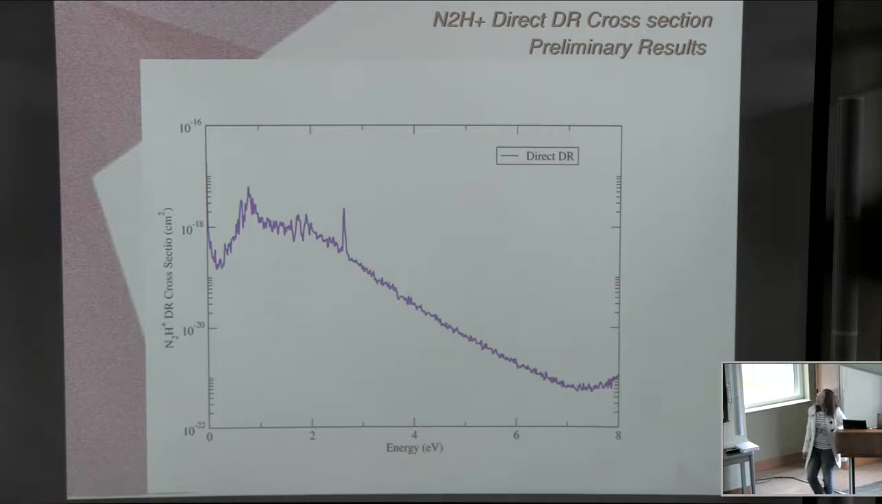This is the preliminary result for direct dissociative recombination of N2H plus. This is just a two-dimensional calculation. We are still doing the calculations to understand the effect of the libration of N2. So this is for N2 frozen, and that's the cross section that I have. You cannot see here the lower energy part because on this scale it just doesn't show, but it will go over there. So the direct process happens at much higher energy. I don't want to talk much more about that until we have the full 3D calculation.